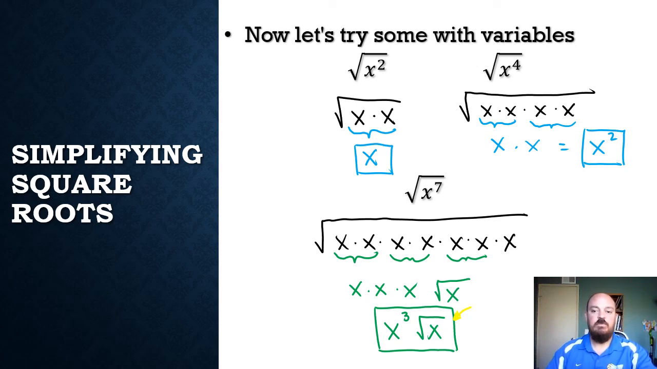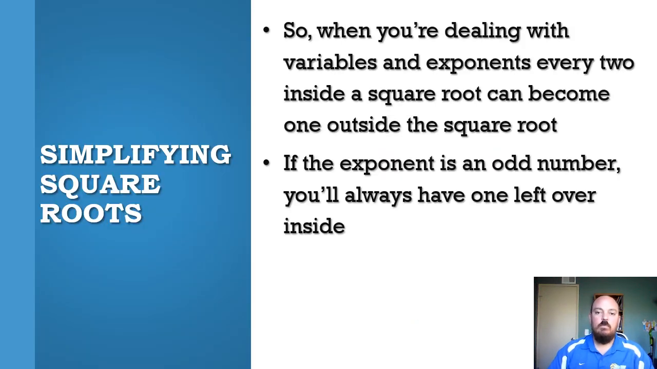So let's summarize some of that. When you're dealing with variables, every 2 of them inside a square root become 1 outside of the square root. That's what a square root does. It takes 2 things that are being multiplied together and turns them into 1.